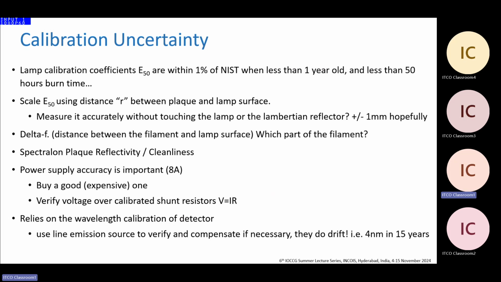But then they will drift in time as well. So you need to get a shunt resistor, a very high current resistor, and then measure the voltage across it just to make sure that everything's working okay.